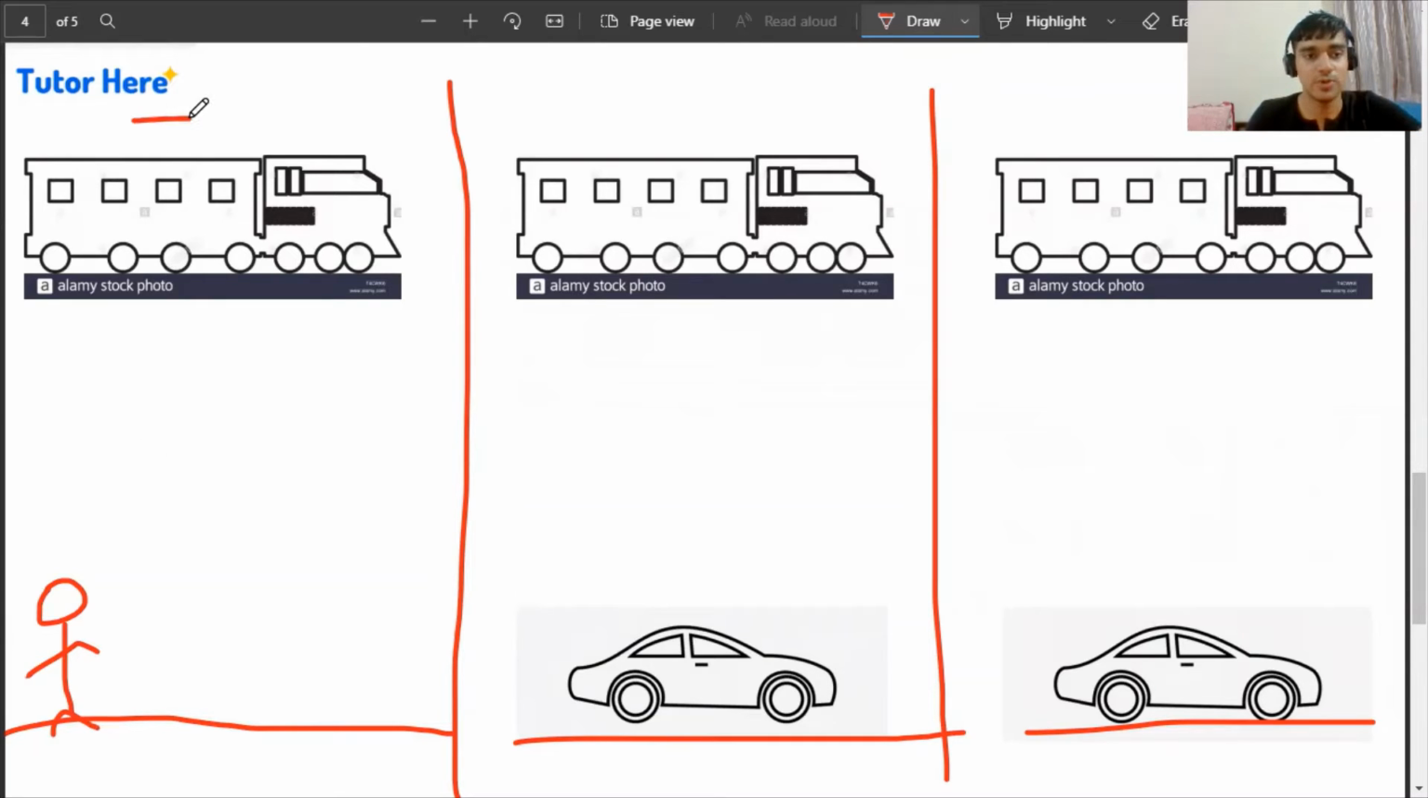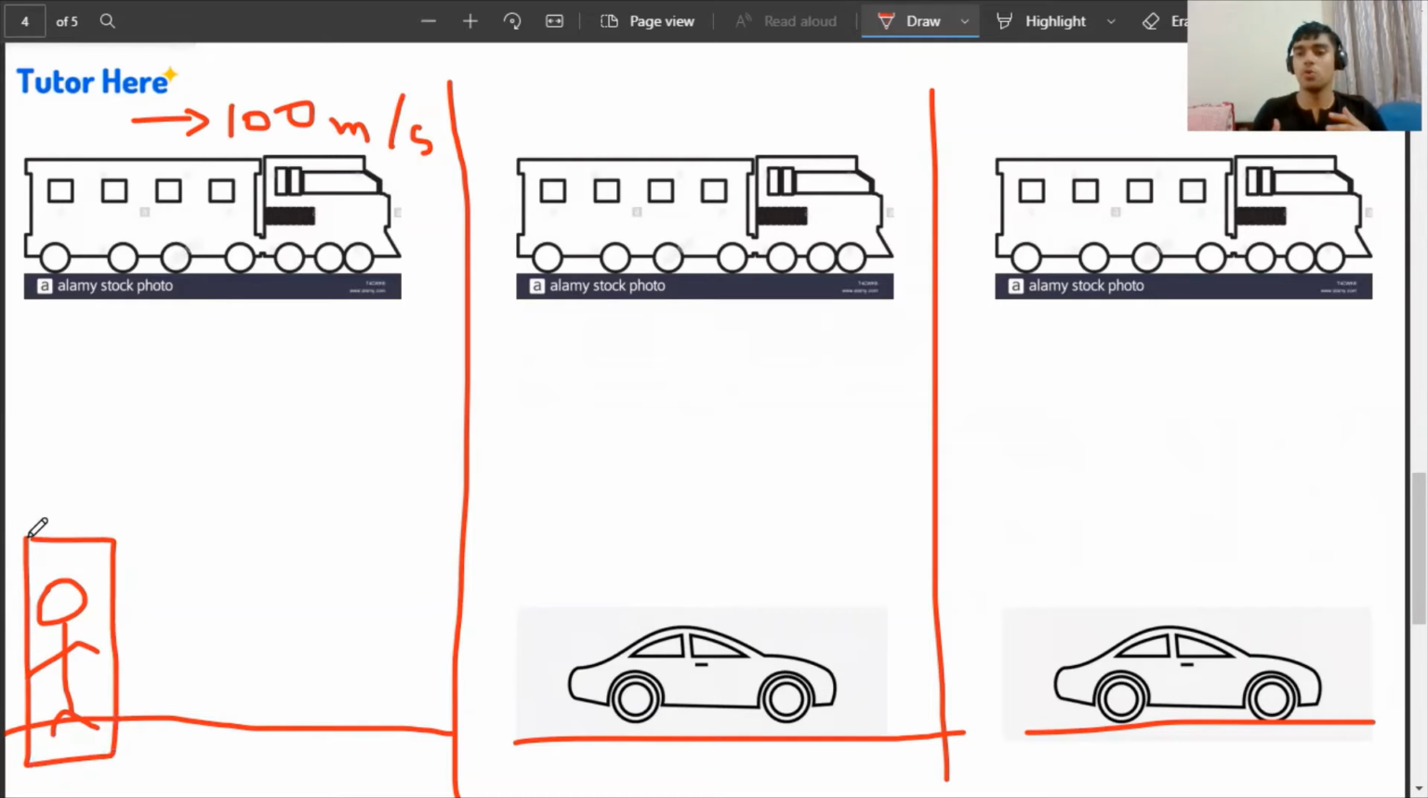Let's also say that this train is moving at a velocity of 100 meters per second, all right? Pretty fast train. So let's answer a few questions. From my frame of reference, and I'm on the ground, and I'm stationary, what is the speed of the ground from my frame of reference?